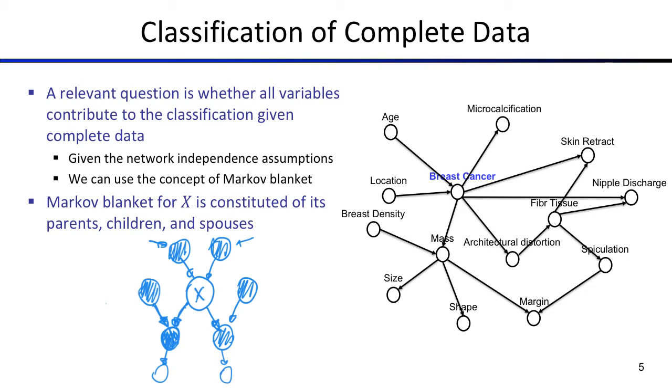So it should be an interesting exercise to look at this more complex graph and try to identify what is going to be the Markov blanket. So we have the X node here in the middle. It's going to be our breast cancer. And we have the parents. So the parents are going to be age and location.